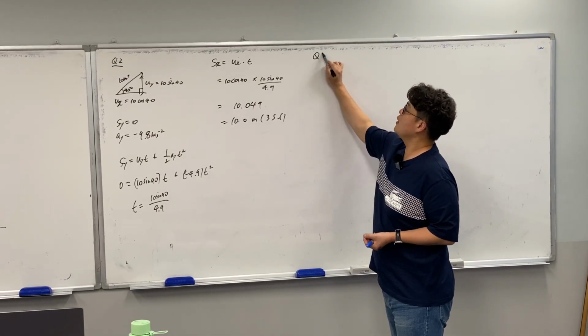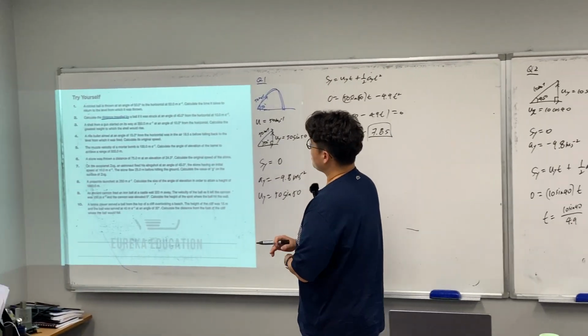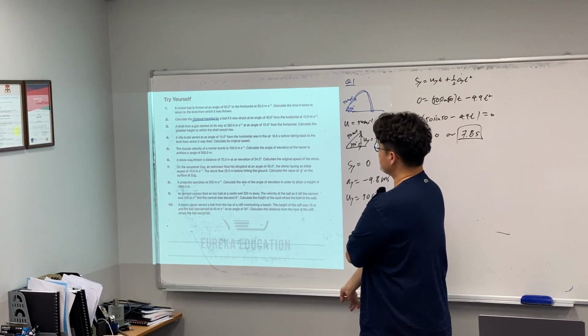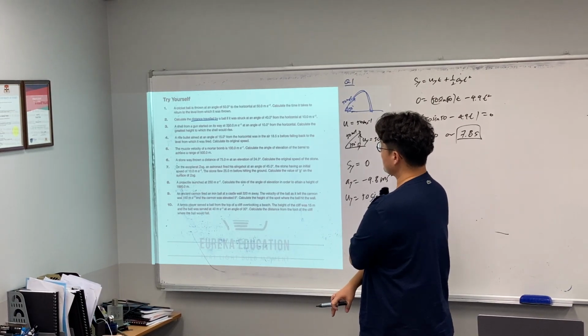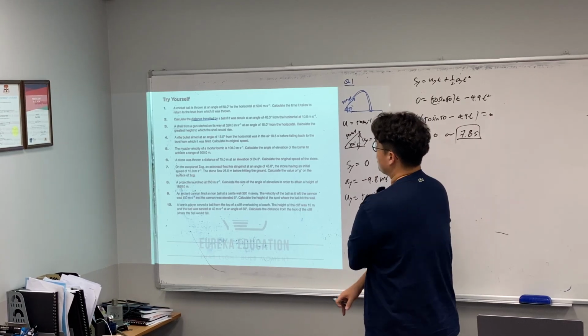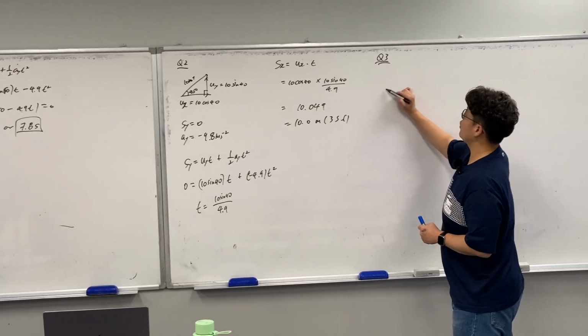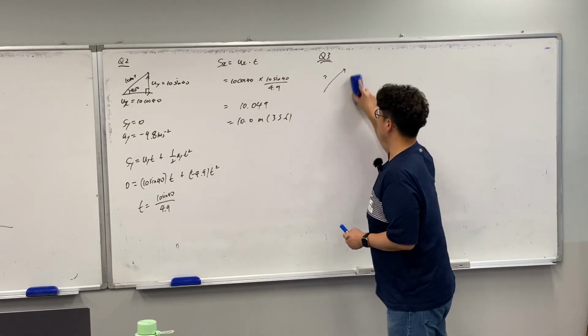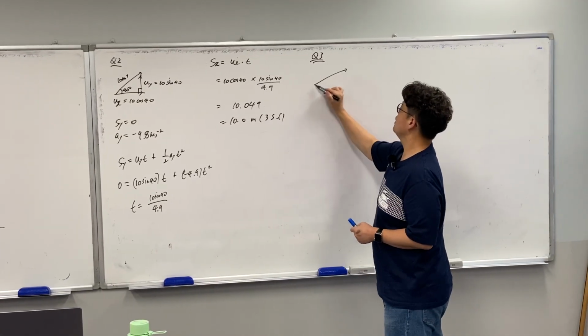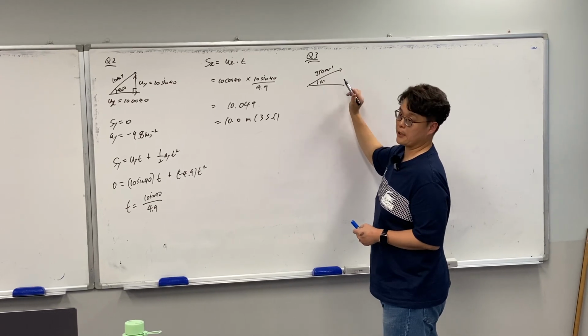Question 3. A shell from the gun started on its way at 350 meters per second at an angle of 10 degrees from the horizontal. Calculate the greatest height to which the shell would rise. So, pretty easy question. We have 10 degrees there and 350 meters per second like that too.